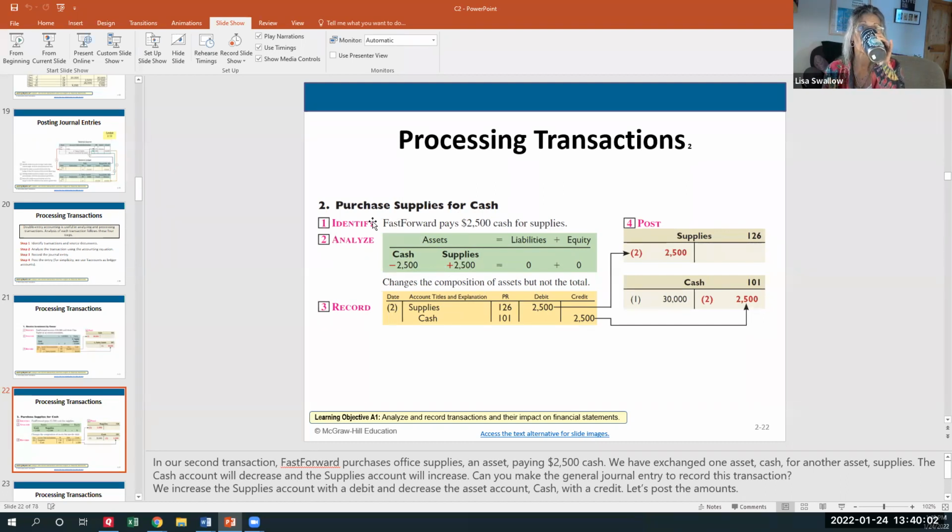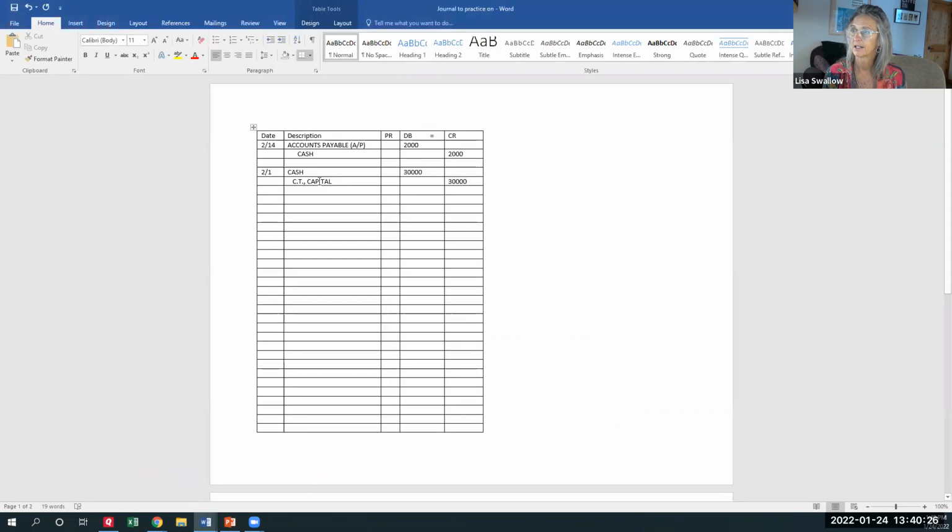So go to your journal. How do we make an asset go up? We debit it. How do we make an asset go down? We credit it. So let's go record the fact, and let's just say that was on the 3rd of February, that I spent cash to purchase supplies.